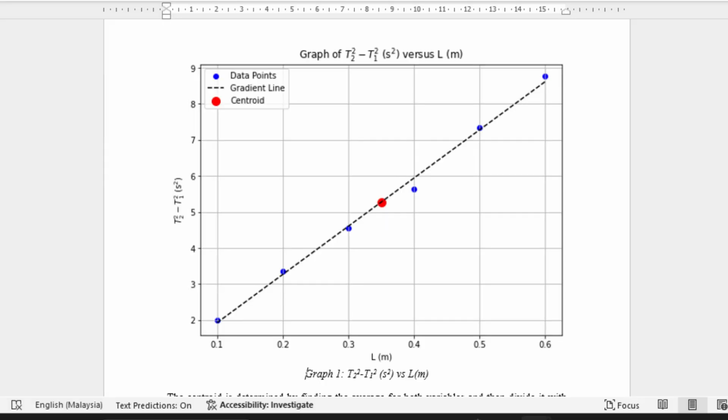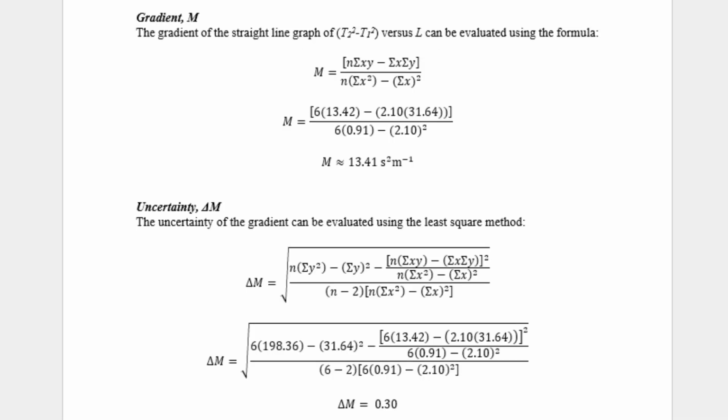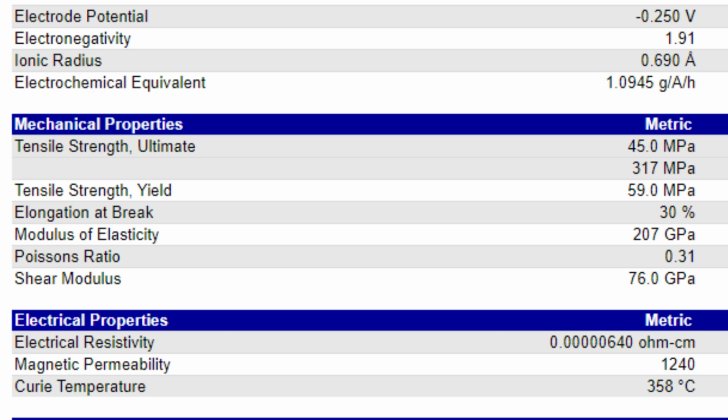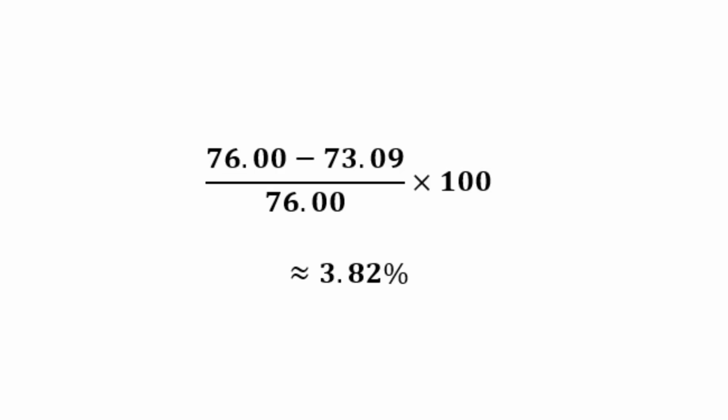From the graph, I found out that the relation is the length of the wire is proportional to the difference between the time of the first arrangement squared and the second arrangement squared, and the gradient is needed to calculate the rigidity modulus of the wire. In conclusion, the rigidity of the wire in this experiment is 73.09 gigapascal, whereas the actual value of a nickel metal is 76 gigapascal. The percentage error is 3.82%, which is small.